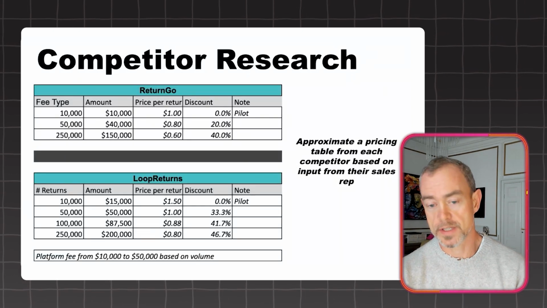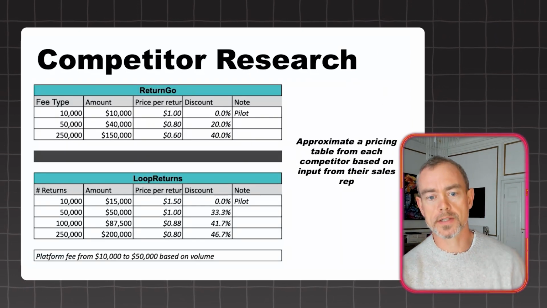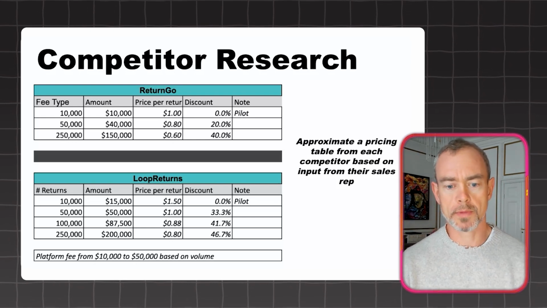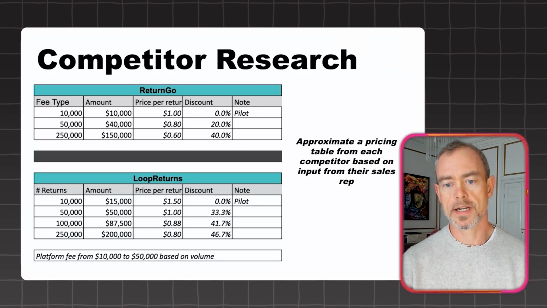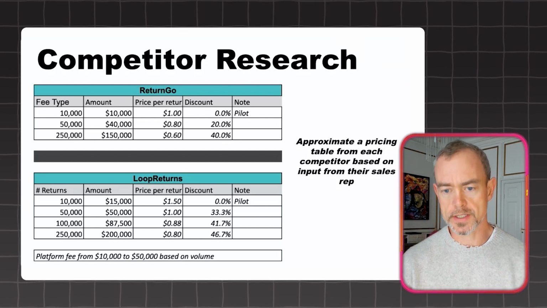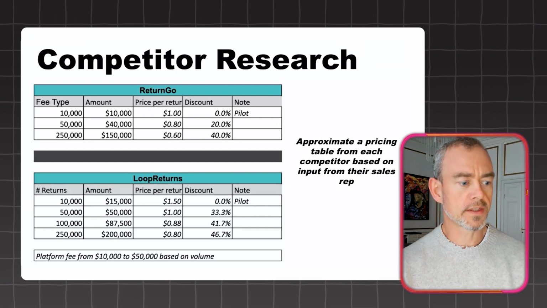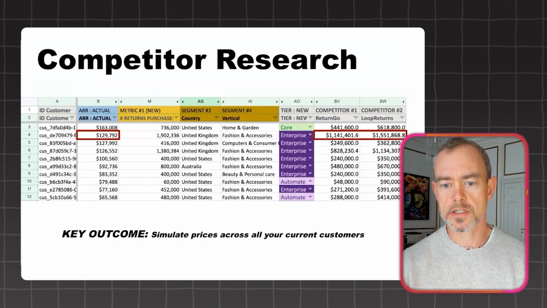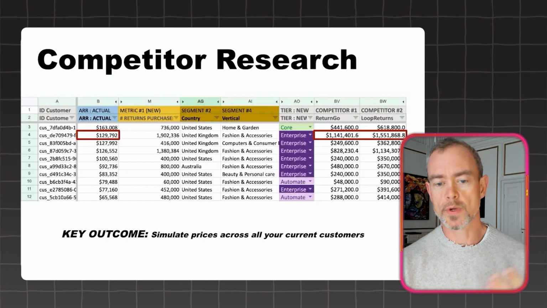So in this case, this is the actual research from these two competitors. The fee is based on a certain number of returns, from 10,000 to 250,000. And then we have an actual amount. It's a price per return. We just infer a discount. And then in the next step, we're able to take this pricing and apply it across all of our existing customers. So our own customers, and say, hey, we have these customers.